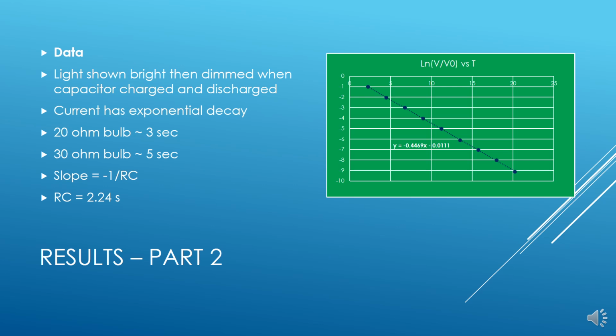The data collected for part 2 of the experiment is shown here. The light shone bright and then dimmed when the capacitor was charged and when it was discharged. Current showed an exponential decay relation. The 20 ohm bulb took about 3 seconds to dim, the 30 ohm bulb took about 5 seconds to dim, and the slope is equal to negative 1 over RC, shown on the right, and therefore RC is about 2.24 seconds.